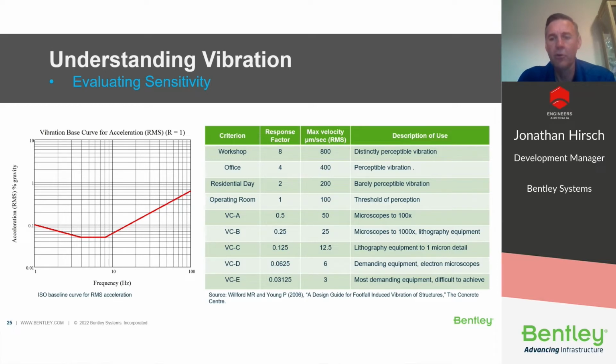This curve also shows that humans are more sensitive to vibrations in the 4 to 8 hertz range. The table on the right also shows velocity thresholds for various use cases and introduces the term response factor, which is just a ratio of the baseline ISO curve value. For example, the accelerations on the baseline curve on the left correlate to a response factor of 1.